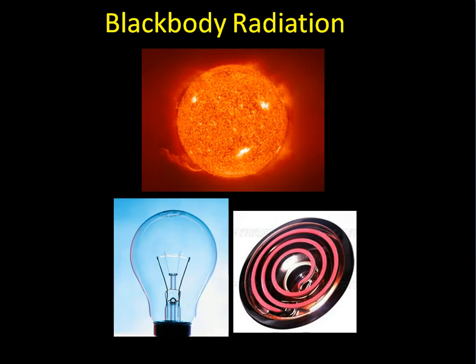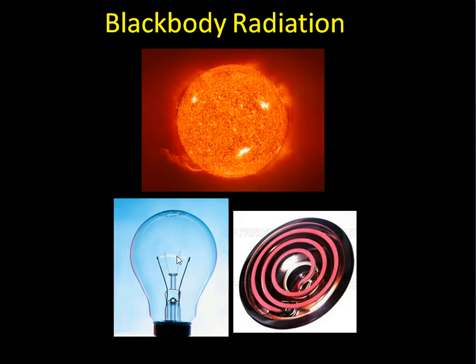Hey class, here's a video on blackbody radiation and how to use one of the two equations related to blackbody radiation, which is called Wien's law. And these are all examples of objects that emit what's called blackbody radiation. Blackbody radiation is just the light that's emitted from a hot glowing object.